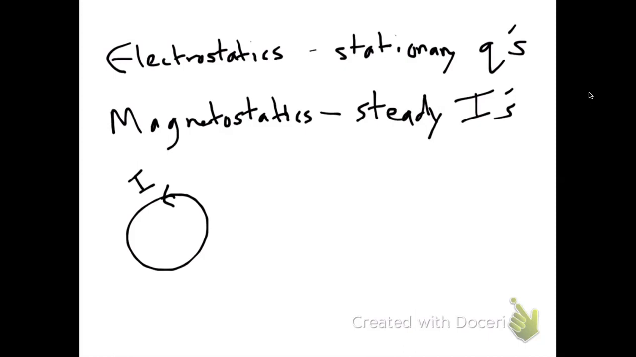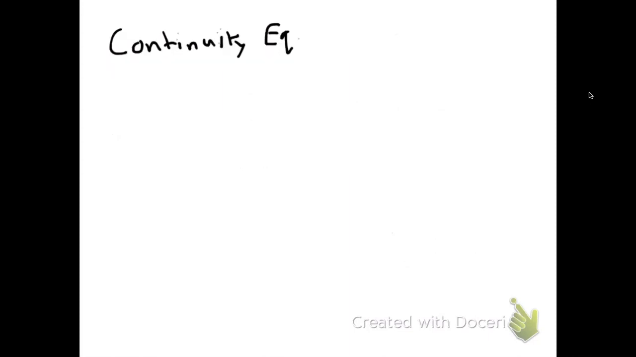And you could have an infinite wire carrying a steady current. But you can't have a finite wire. So a wire with endpoints carrying a current, that's a possible situation, but it's not a steady current, even if I is constant in time. And so I want to talk about why that is. The reason has to do with conservation of charge, which is also called the continuity equation, which we'll see why in a moment.